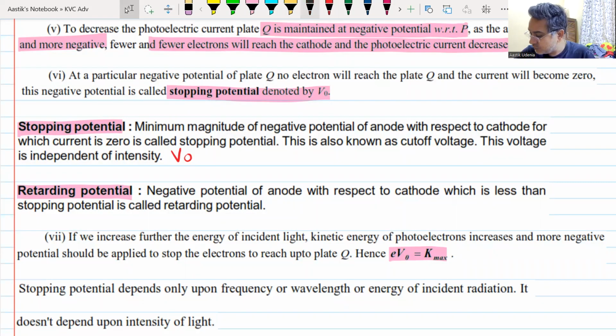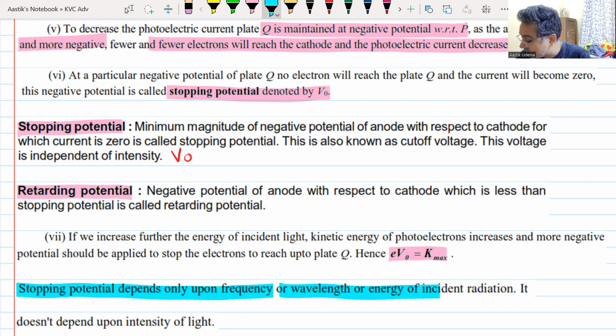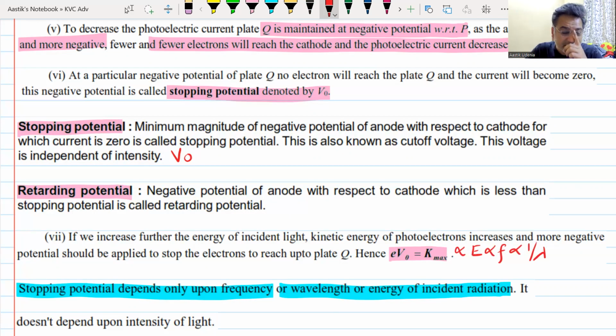One more thing you have to note: evidently, the stopping potential depends only on the frequency or the wavelength of the incident radiation, because kinetic energy depends on the energy of the radiation, or it depends on the frequency of radiation, or it is inversely proportional to lambda. Do we understand this? Yes. Stopping potential depends on the energy of radiation and it does not depend on the intensity of light. Remember this. I'll give you 2 minutes.